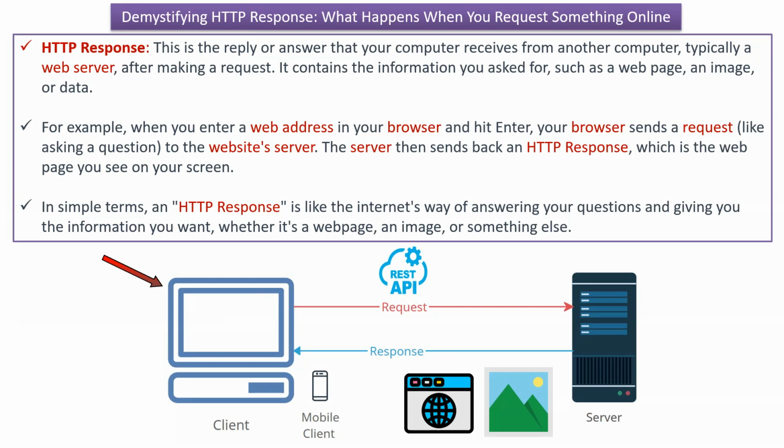For example, when you enter the web address in your browser and hit the enter button, your browser sends the request to the website's server. The server then sends back the HTTP response, which is the web page you see on your screen. In simple terms, an HTTP response is like the internet's way of answering your questions and giving you the information you want, whether it is a web page, an image, or something else.